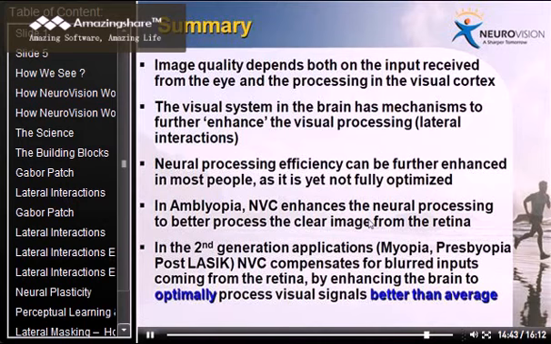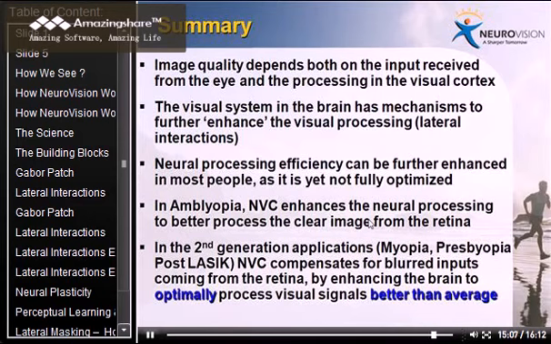For those with amblyopia, what we actually do in NeuroVision is we enhance the neural processing to better process the clear image from the retina, and thus to create a normal image. So we take a fully corrected image from the retina and try to create normal processing in the brain in order to achieve normal acuity or close to normal visual acuity.